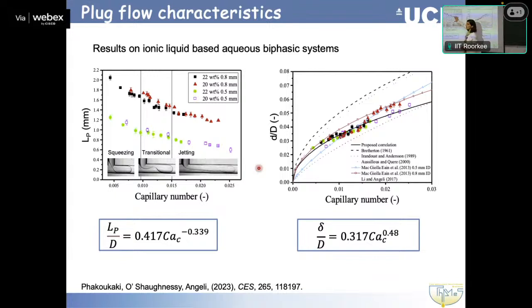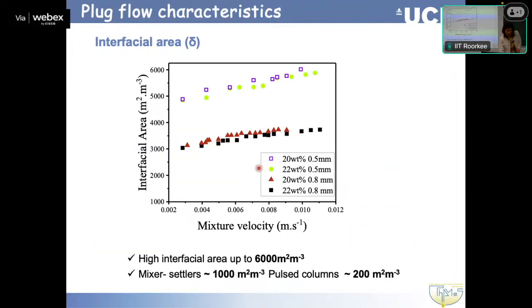These two systems here have different densities, mainly densities and surface tensions. And these are the different plug lengths we obtained, and the interfacial areas we then calculated. Why do we study plug flow? Some results here. We get very high specific interfacial areas.